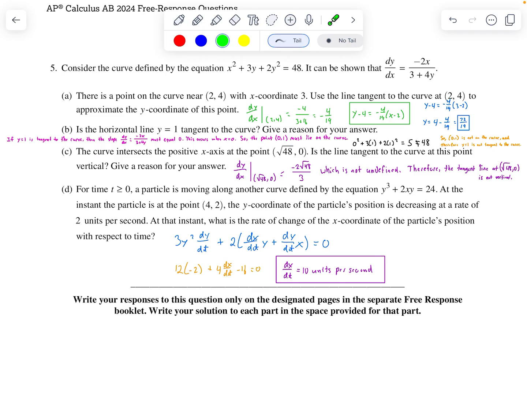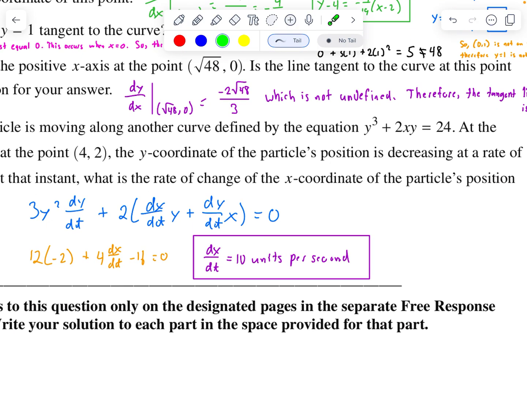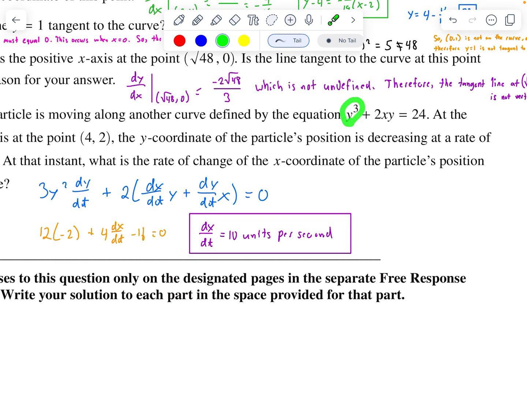So now x and y are changing as t changes, which is what this first sentence is setting up for us. They give us the rate of change of the y coordinate, and it's decreasing at a rate of 2 units per second, which means dy/dt is -2. So you find the derivative of this. Remember, that's 3y squared dy/dt.